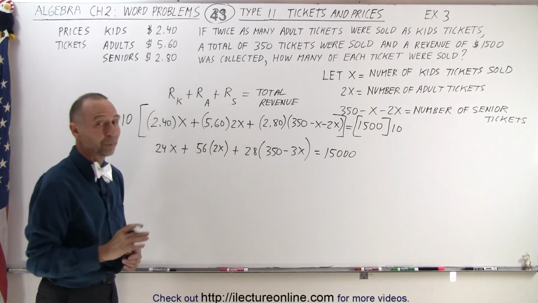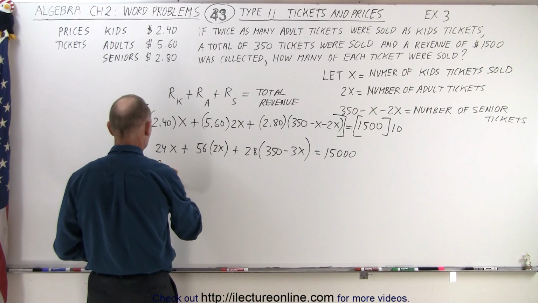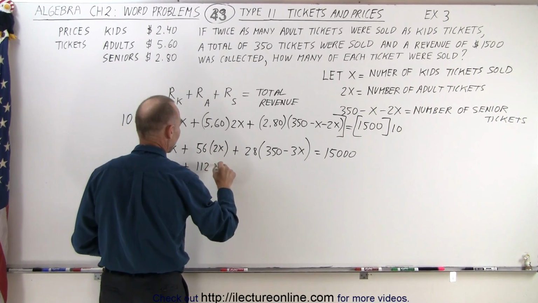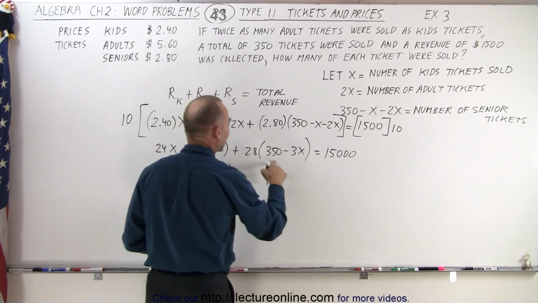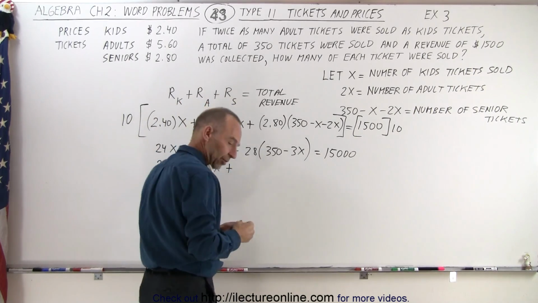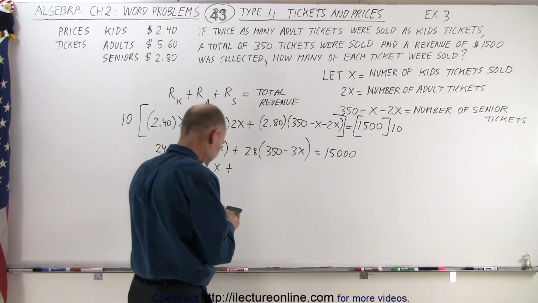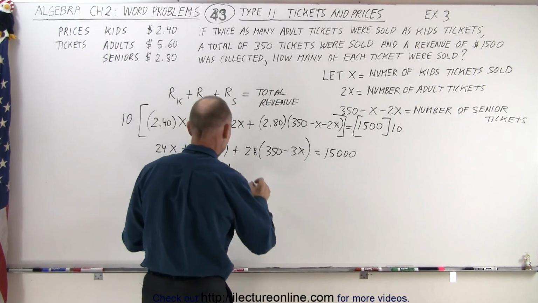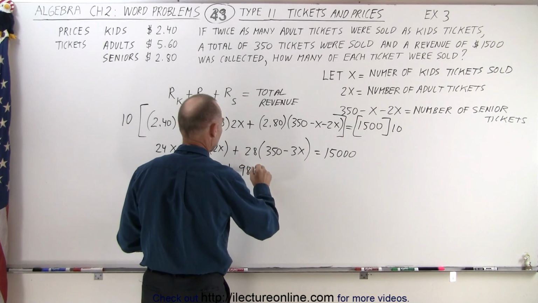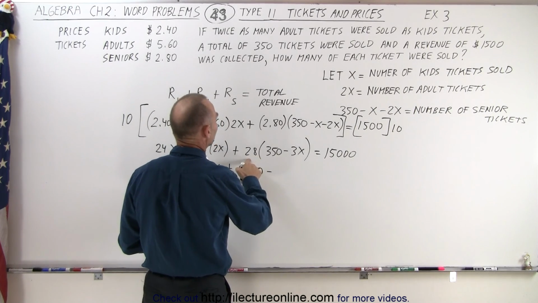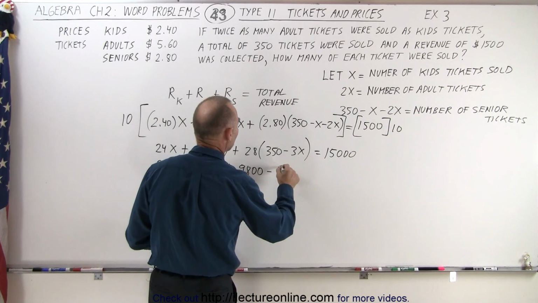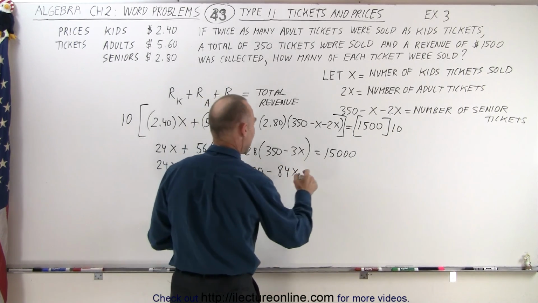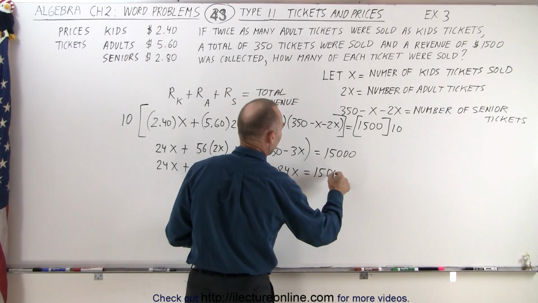Now we need to get rid of all the parentheses. So this becomes 24x plus 2 times 56, which is 112x, plus 28 times 350. Well, let's get a calculator real quick. 28 times 350, that's 9,800. Minus 3 times 28, that would be 84x. That's correct. And that would be equal to 15,000.